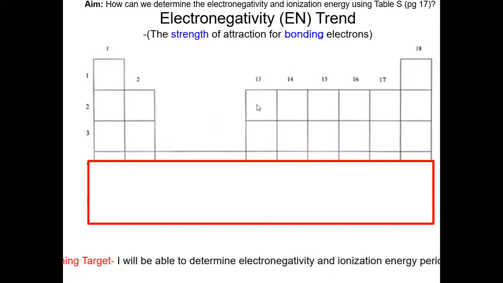Now we're going to figure out the trend for electronegativity across the period. We're going to look at period 2 as an example. So I want you to do the same thing as you did with atomic radius. Use Table S and look up the electronegativity values of each element in period 2. Pause this video and resume once you've done it.